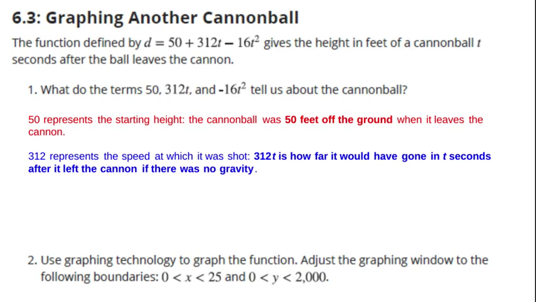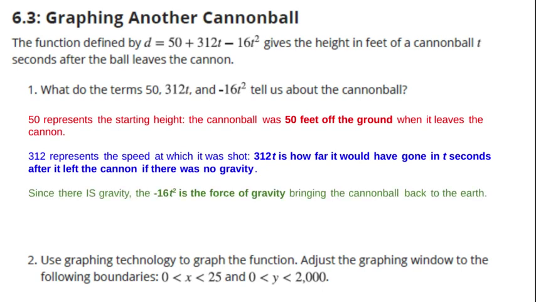So 312t is how far it would have gone in t seconds after it left the cannon, if there was no gravity. But since there is gravity, the minus 16t squared is that gravity bringing it back to Earth. So this number 2 here says use the graphing technology to graph the function using that window. So I did that.